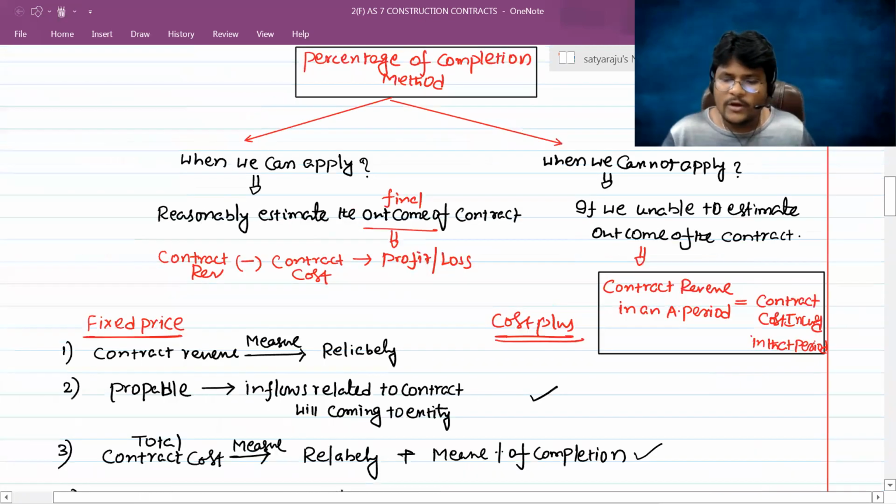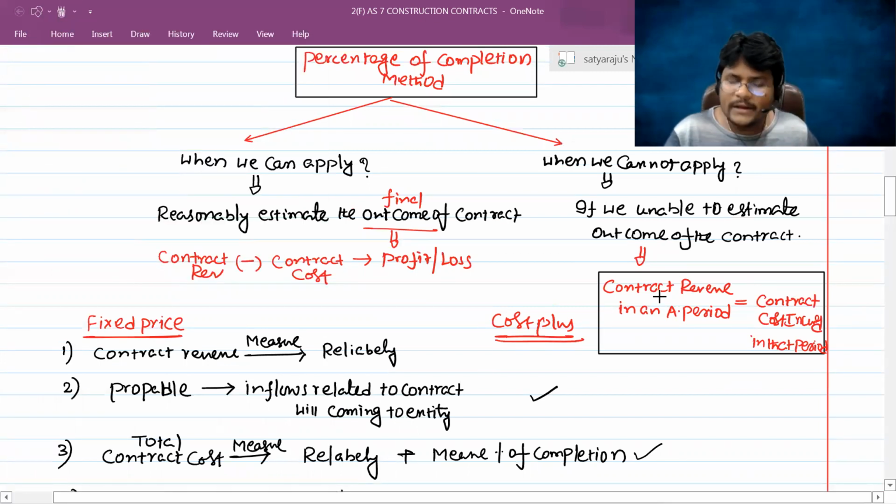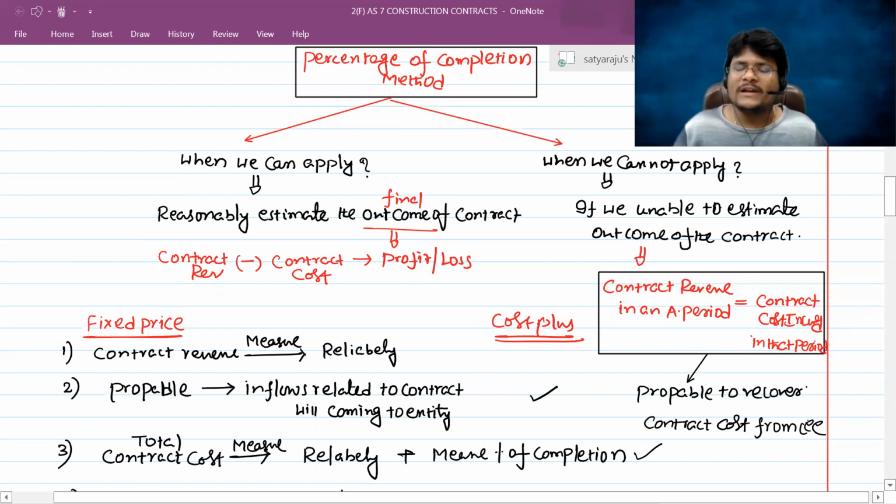One more thing, guys. Here you have to observe one more thing. You should recognize the contract revenue in that case, at least to the extent of the contract cost, if and only if there is a probability to recover such amount from the contractee. There is a probability to recover contract cost from contractee. Then only you can recognize at least to the extent of contract cost as a contract revenue in that particular accounting period.